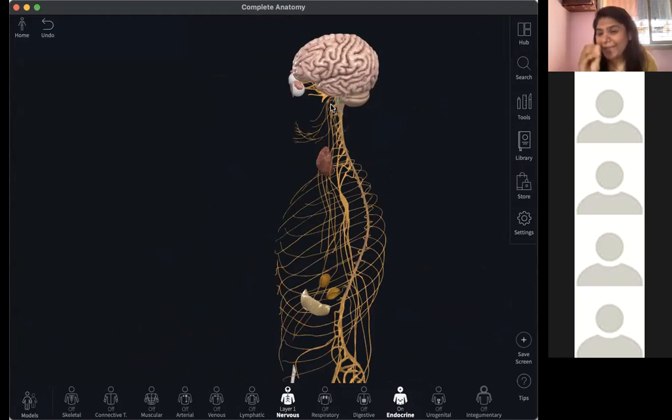If you have an excess amount of testosterone or adrenaline in your system, which your brain has released, it will influence your heart to beat faster. If there is a lower amount of testosterone in your body, your heart is going to beat slower. Okay, is this making sense? Yes, ma'am.